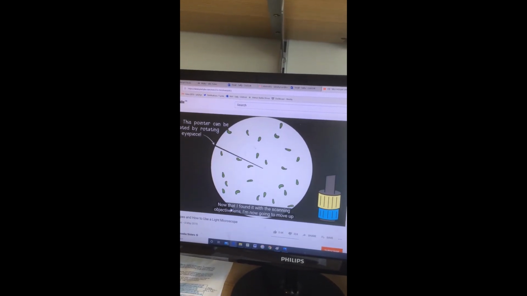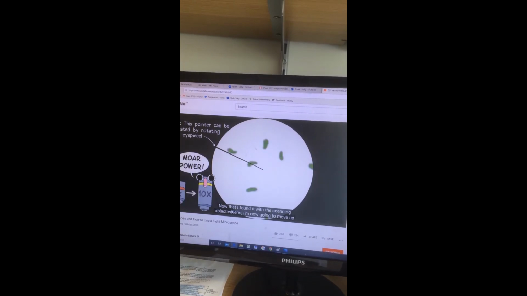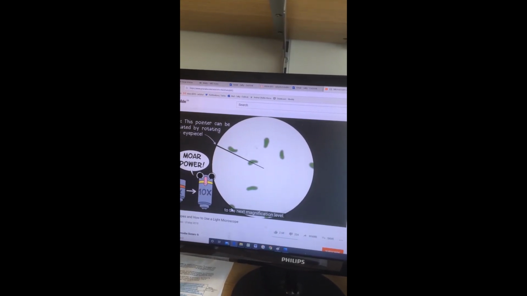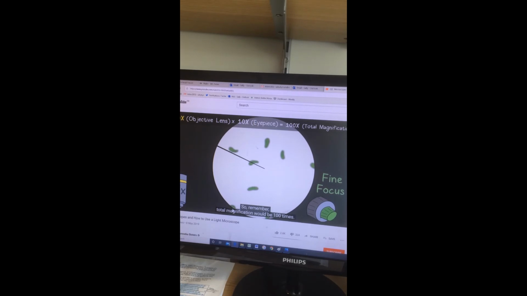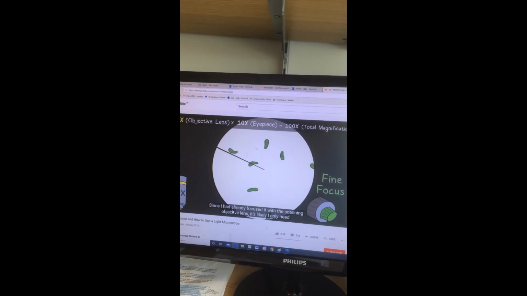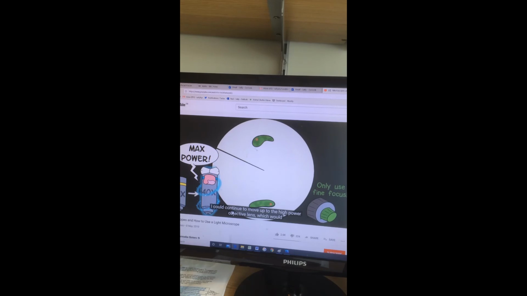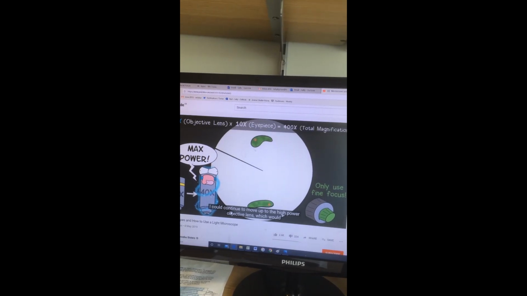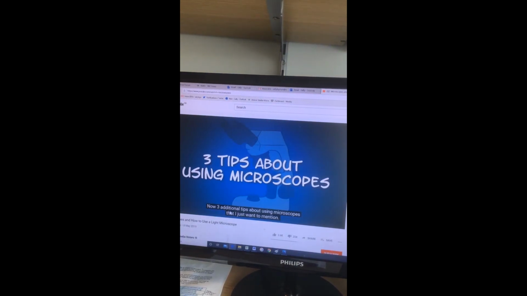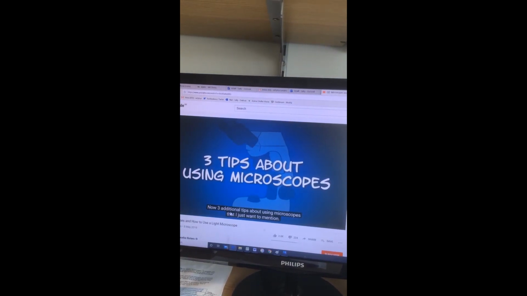Now that I found it with the scanning objective lens, I'm now going to move up to the next magnification level. So remember, total magnification would be 100 times. Since I'd already focused it with the scanning objective lens, it's likely I only need to use the fine focus knob to adjust the focus. I could continue to move up to the high power objective lens, which would give me a total magnification of 400 times. Now, 3 additional tips about using microscopes that I just want to mention.